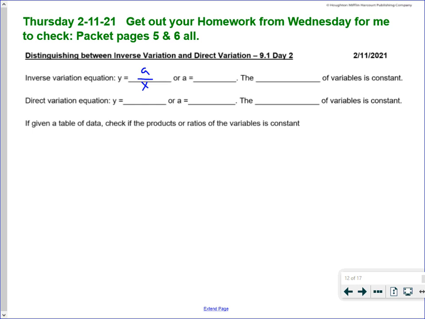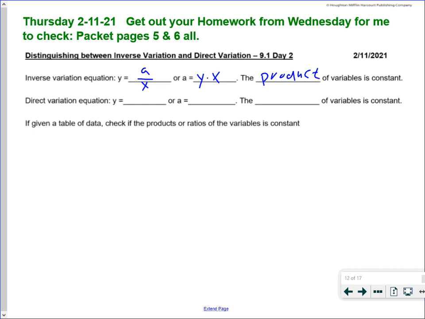Or in other words, we can rewrite this as a equals y times x. And if we look at that second equation, we're saying a constant term equals y times x. So that's saying no matter what pair of points you choose, you're always going to get the same constant term. Or in other words, the product of variables is constant. So no matter what pair of variables you picked, as long as they're paired together, you're going to get the same constant no matter what. And that's for an inverse variation.